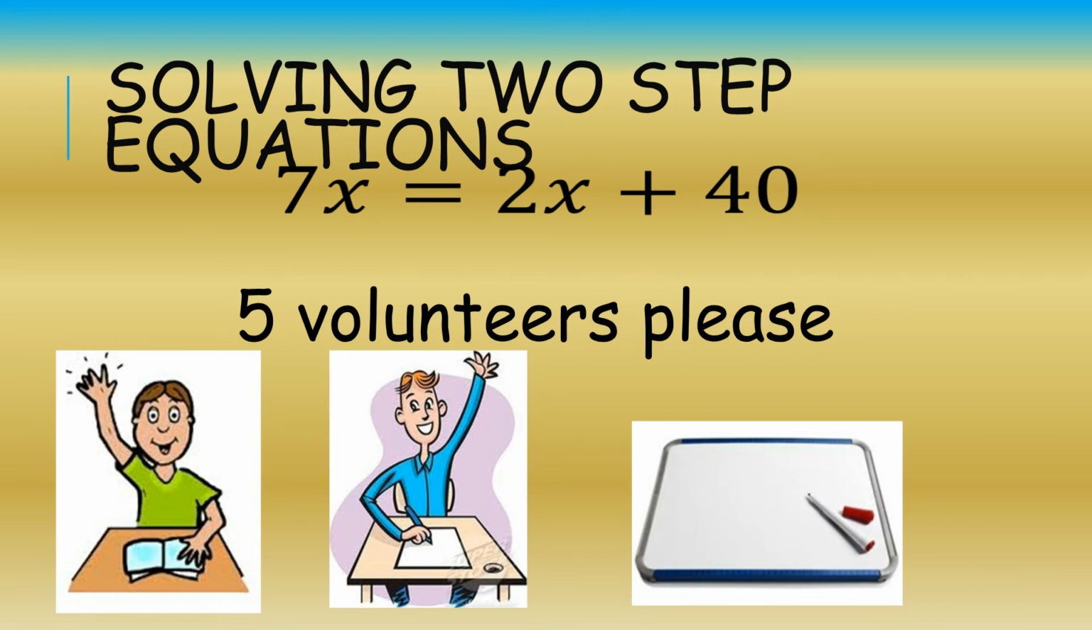Next, let's solve a slightly more complex two-step equation. 7x equals 2x plus 40. Remember the two key steps. Gather like terms, then isolate the variable.